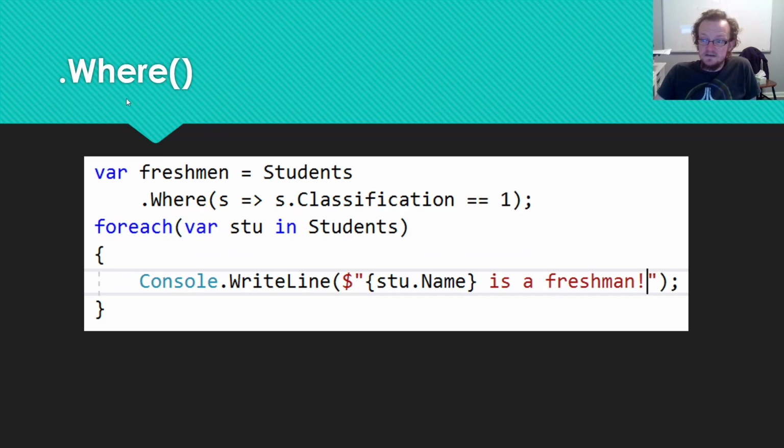Where is essentially exactly the same as the any clause, except instead of returning to you a Boolean value, it's going to return to you all of the elements that meet that criteria. So in this case, we're taking the list of students and paring that down to only those students that are classification 1, which means these students will only be freshmen. Here we're just printing that student is a freshman, and we know it's a freshman because we've applied this where clause, and the where is filtering out anything that doesn't meet this criteria.